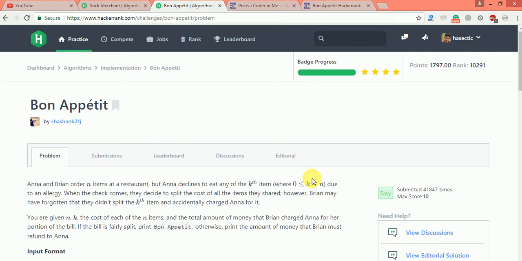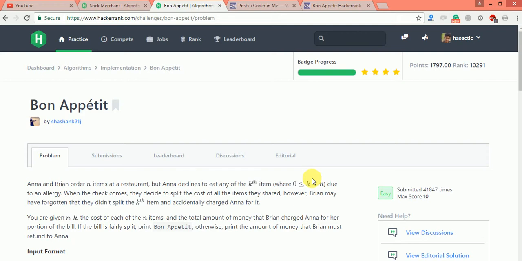Today we will discuss a very unique problem, that is the Bon Appetit problem. Bon appetit is a word, you can say it's a Spanish word or a French word. Bon appetit means it is used to wish someone enjoyment of the meal they are about to eat. So this means that we are wishing, okay, enjoy your meal. That is a French word, as I said.